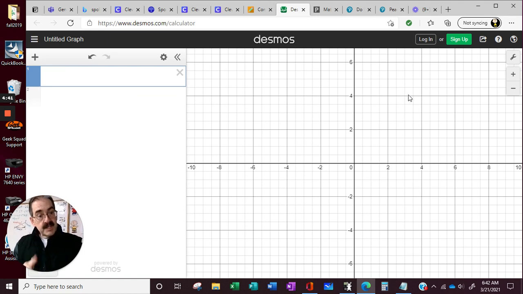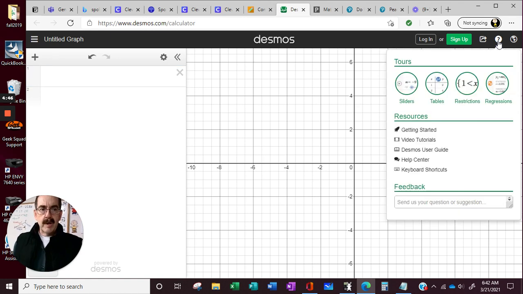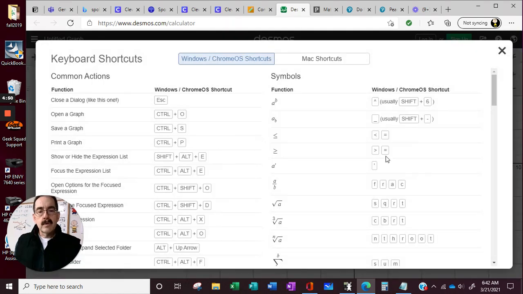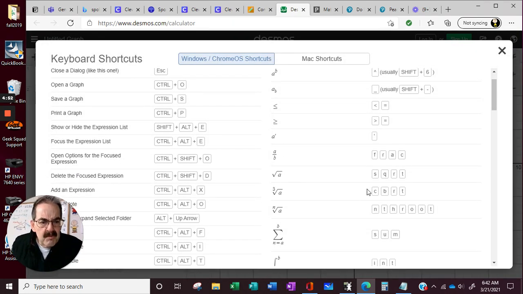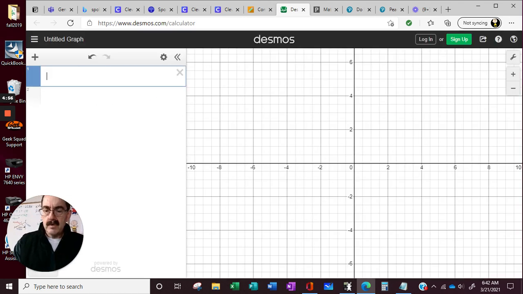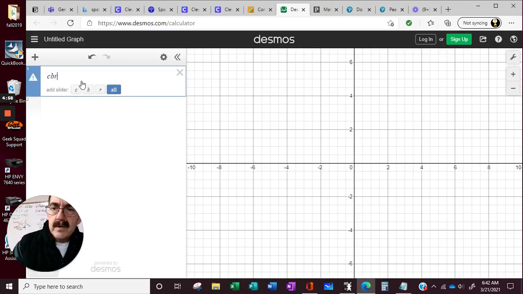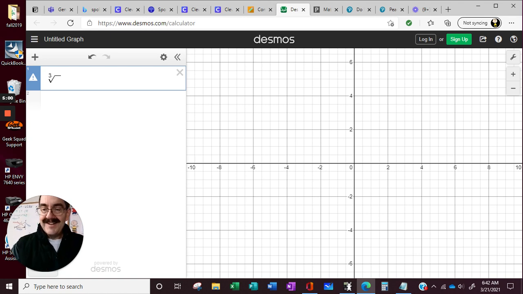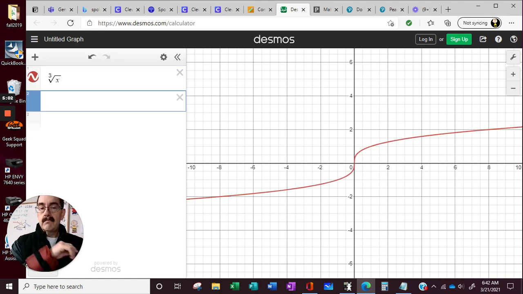Now, this is cube root. I don't remember cube root. Anytime you don't know, we've got to find the shortcut. So click on the question mark, keyboard shortcut, cube root, CBRT. So we're going to do the CBRT. Isn't that cool? And there's our parent function. Parent function means this is where we start.